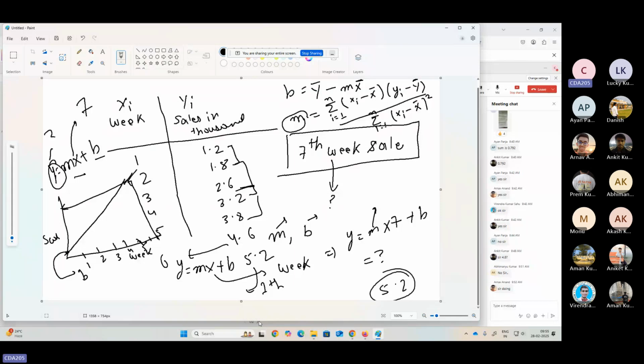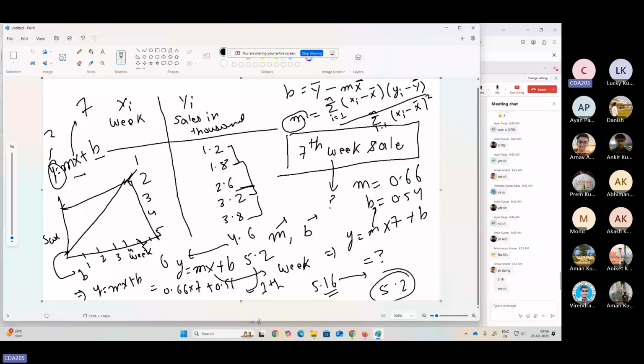So for your reference, I am giving you the m value, which is 0.66. Kindly verify it. And the b value is 0.54. So when you put the values in y is equal to mx plus b, it is 0.66 into 7 plus 0.54. Yes or no? So it is coming to 5.16. I told you around 5.2. It is the right answer. So it is 5.16. Anyone is getting 5.16?